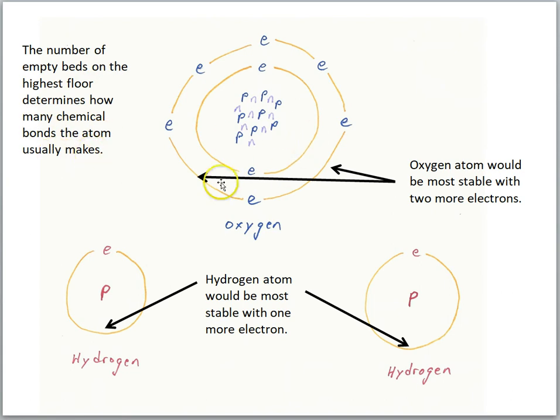So oxygen can make two chemical bonds. Each hydrogen atom could make one chemical bond. Well, together they could satisfy their needs if they joined, as we know what a water molecule is today.